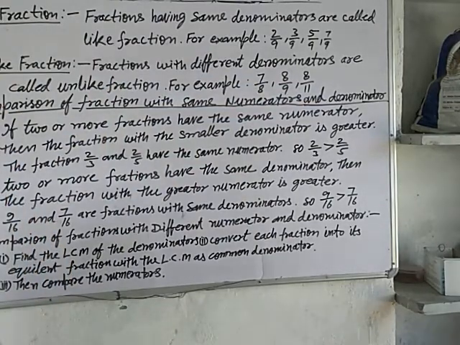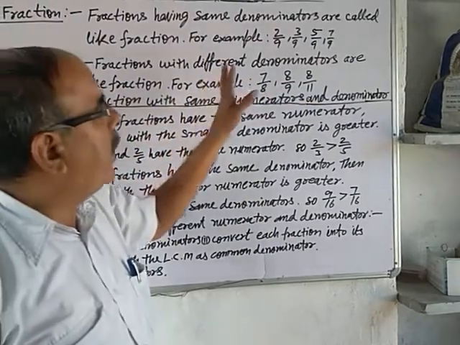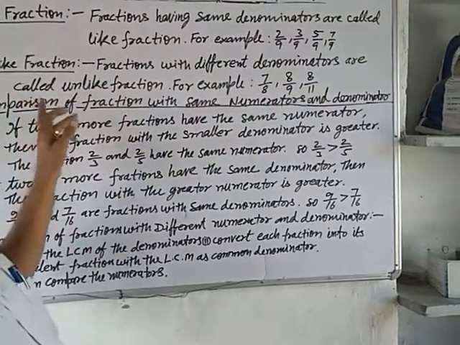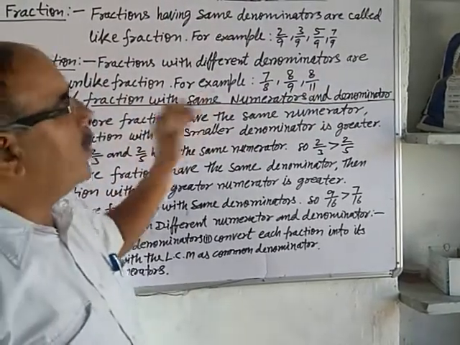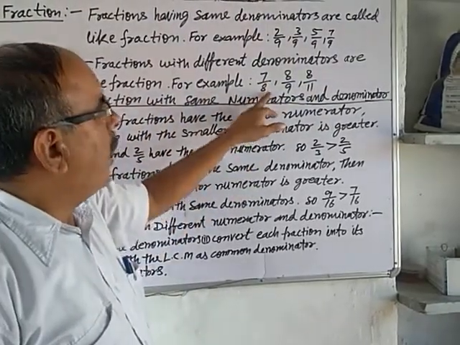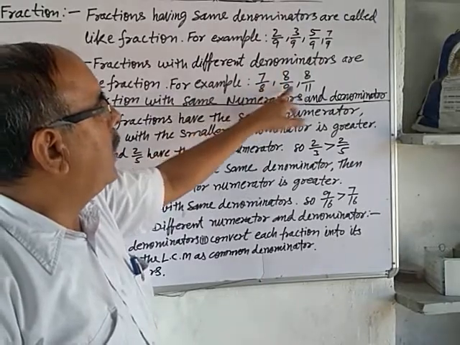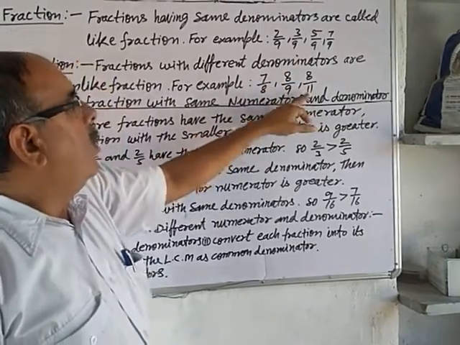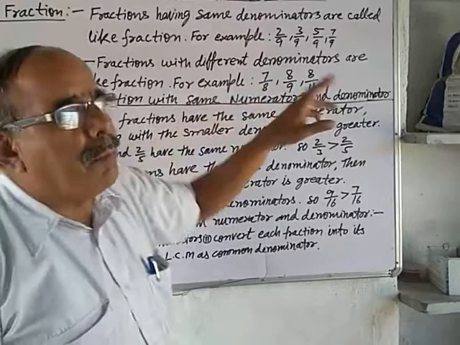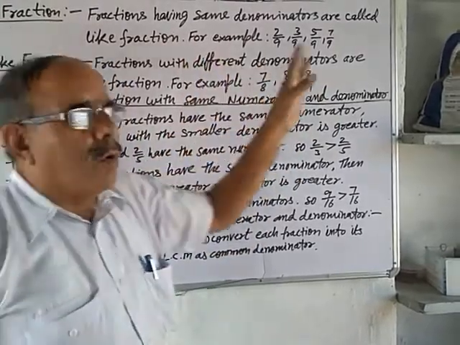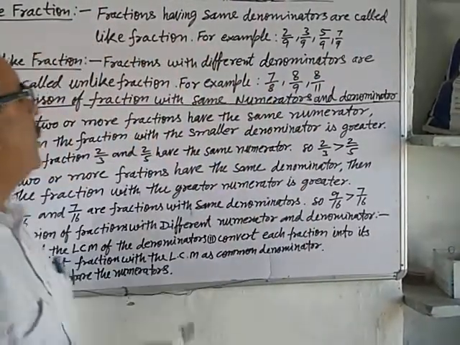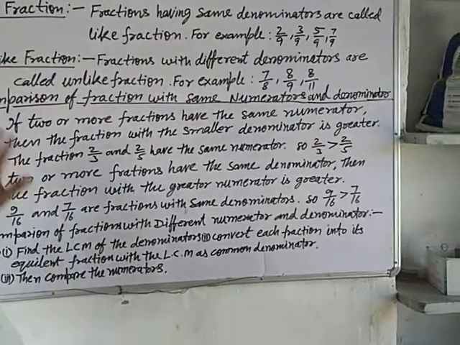Unlike fractions: fractions with different denominators are called unlike fractions. For example, 7 upon 8, 8 upon 9, 8 upon 11. All denominators are different, and numerators are also different. These are called unlike fractions.